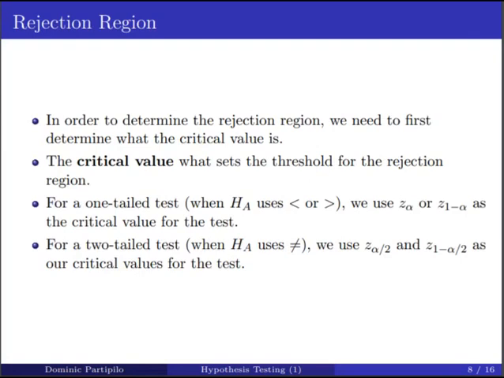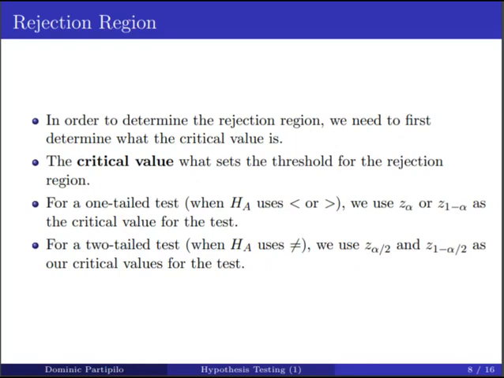In order to determine where the rejection region is, we first need to determine what the critical value is. A critical value is what sets the threshold for the rejection region. And yes, this is the same kind of critical value from before. We're going to be finding it in the same way. For a one-tailed test, which means HA is going to use a less than sign or a greater than sign, we're going to use Z alpha or Z 1 minus alpha as our critical value for the test. That's because our alpha level here is not going to be split up into two tails like when we were talking about confidence intervals. Our rejection region is going to be all on one side. And again, we'll see an image of this in a little while.